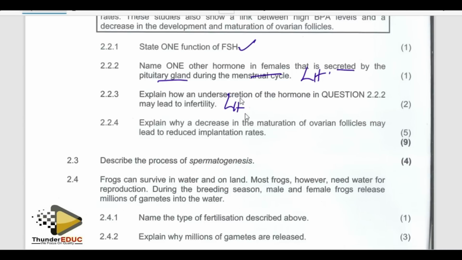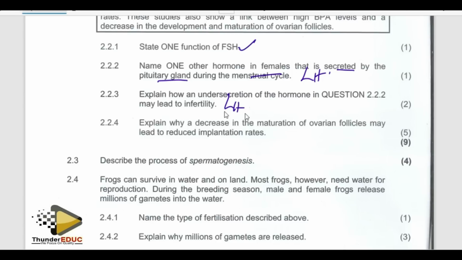So it means that explaining how the under secretion of this hormone, meaning that you have the hormone, but it's low. It means that there will be low chances of the ovum being released, or there will be low chances of the ovum being triggered to be released, then it will be low chances of fertilization. You understand? Yes, and if there is low chance of fertilization, it means that you don't have the baby.